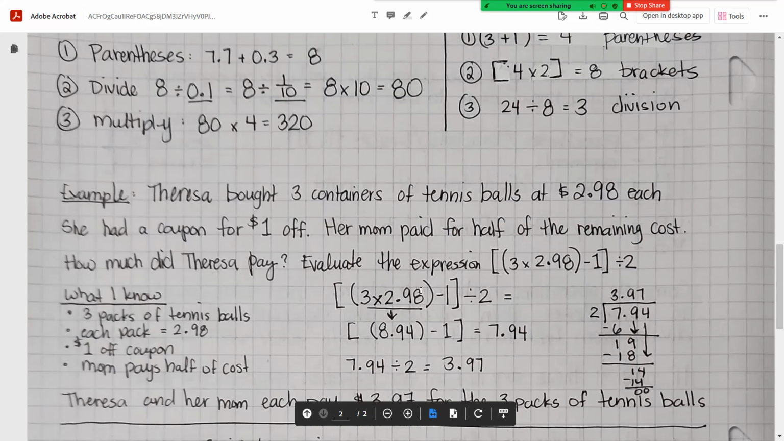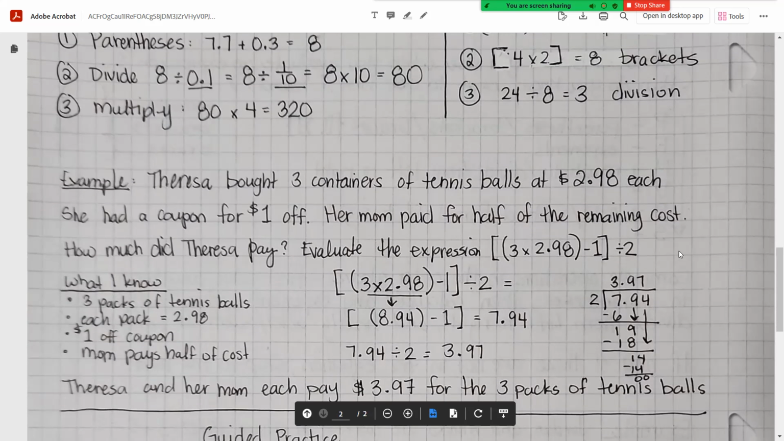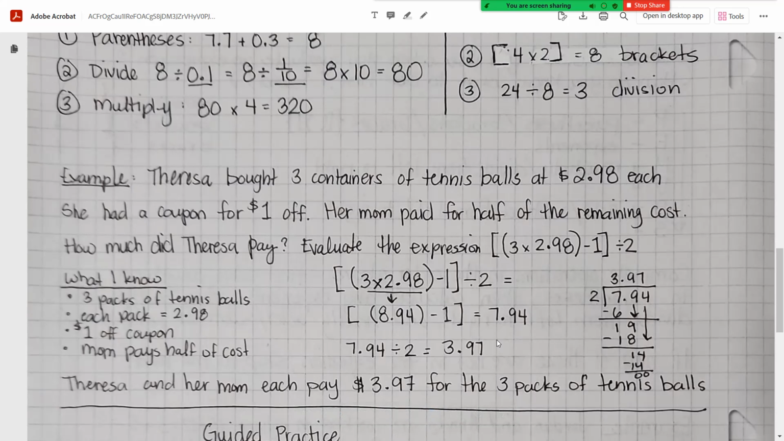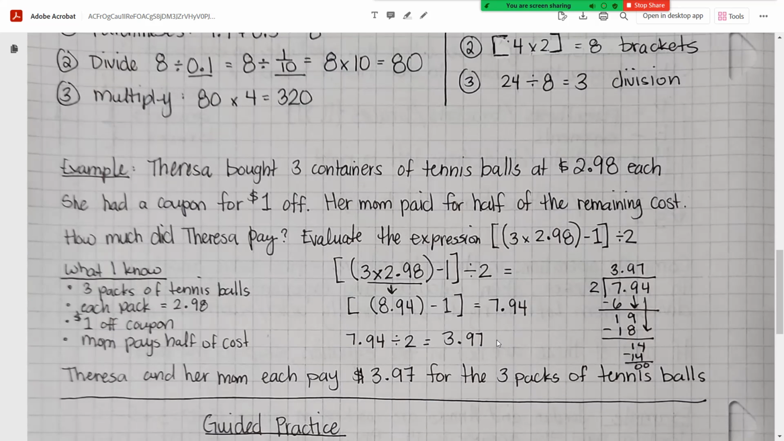Now we've got the expression written out. And I have to solve what's inside my parentheses first. So 3 times $2.98 is $8.94. Now I can do the $8.94 minus the 1 is $7.94. $7.94 divided by 2. I did my division over here on the side, is $3.97. So Teresa and her mom each pay $3.97 for the 3 packs of tennis balls.